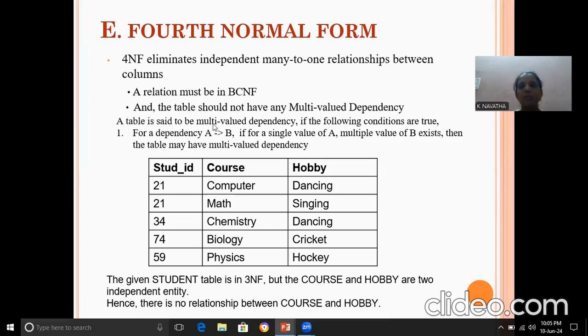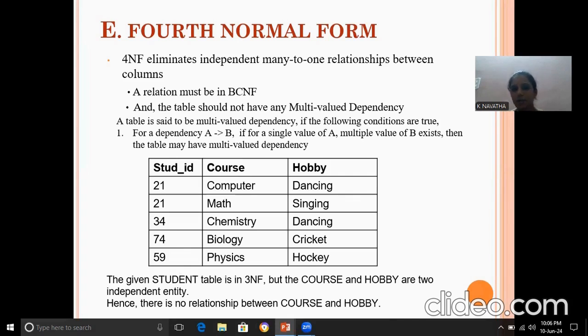A table is said to have multi-value dependency if the following conditions are true. For the dependency A to B, for a single value of A, there are multiple values of B. Here, for a single value of a record, we have multiple values. Then the table may have multi-value dependency. So we take as an example a table with student ID, course and hobby.